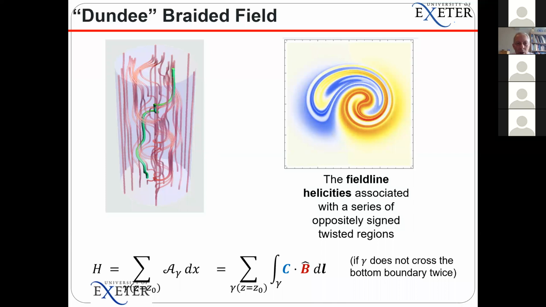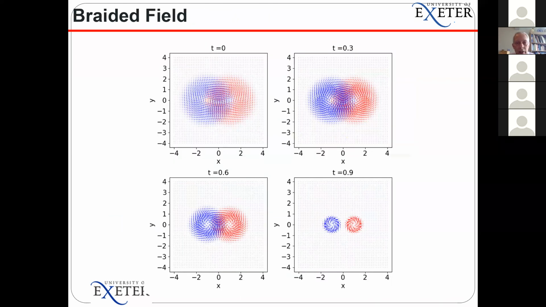And so we applied this to a model from Dundee, and you can look at the surface and say, at each point on the surface, what is the field line helicity associated with the field line coming through that point? And you get a picture, and that picture changes as the field evolves. As the field evolves, you get some reconnections, and you wind up with 2 oppositely twisted flux tubes rather than some messy braided thing.